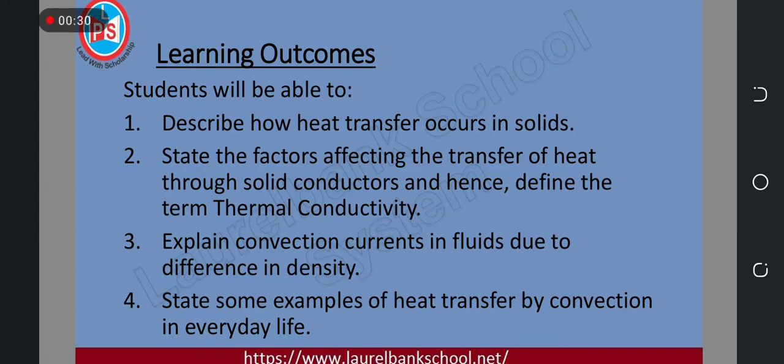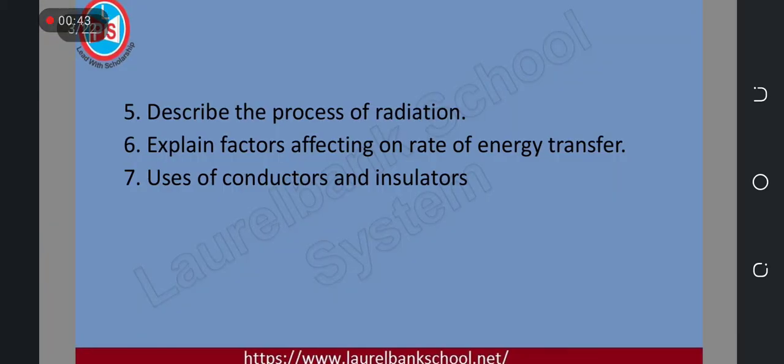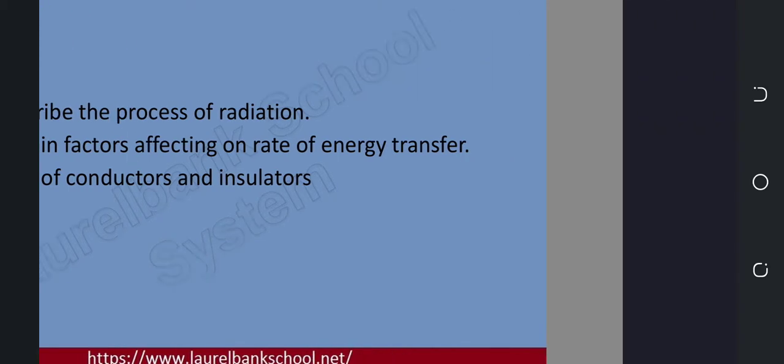define thermal conductivity. We will also discuss convection currents and some examples of heat transfer by convection in our daily life. And we will also discuss the process of radiation, and second last we will discuss the factors affecting the rate of energy transfer, and then we will discuss the uses of conductors and insulators.